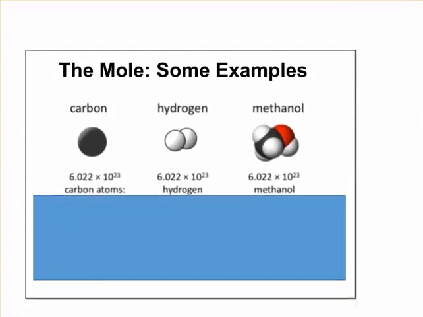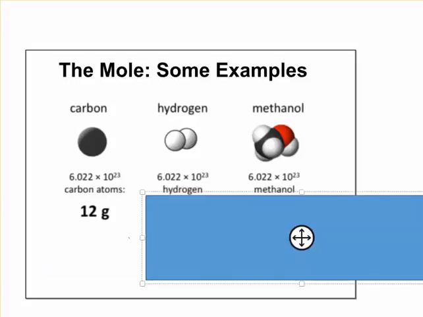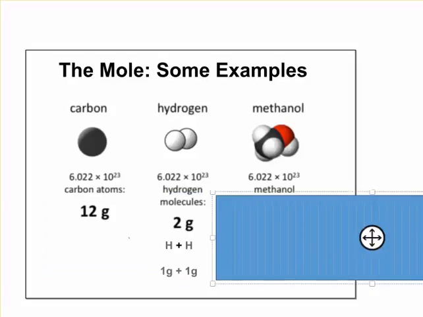Here are some examples of moles. If we had a mole of carbon atoms, 6.022 times 10 to the 23rd carbon atoms, they would have a mass of 12 grams. Hydrogen, when it's a molecule, is 2 hydrogens stuck together. So if you had a mole of hydrogen, it would have a mass of 2 grams, because each hydrogen is about 1 gram, so 2 of them would be 2 grams per mole of hydrogen molecules.